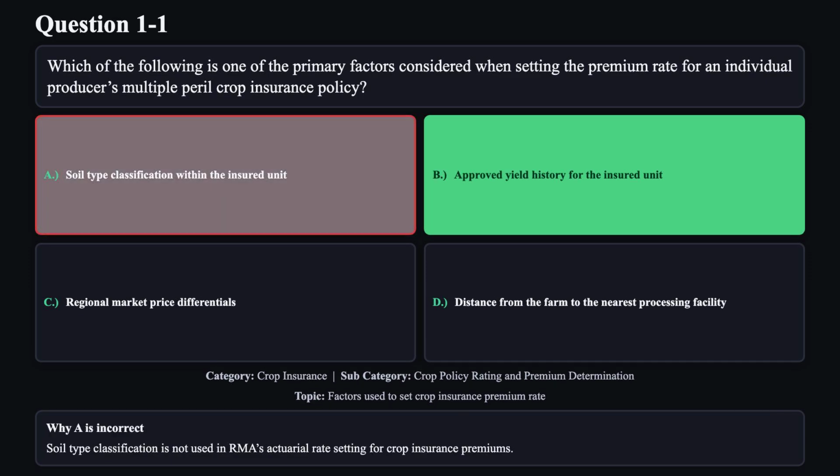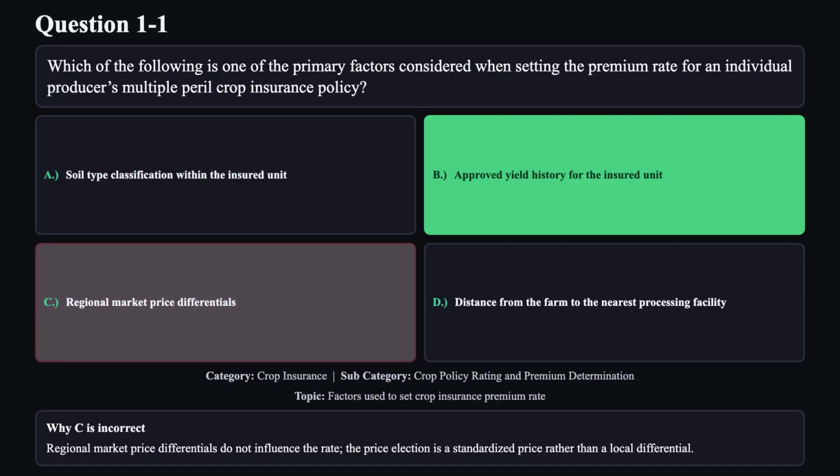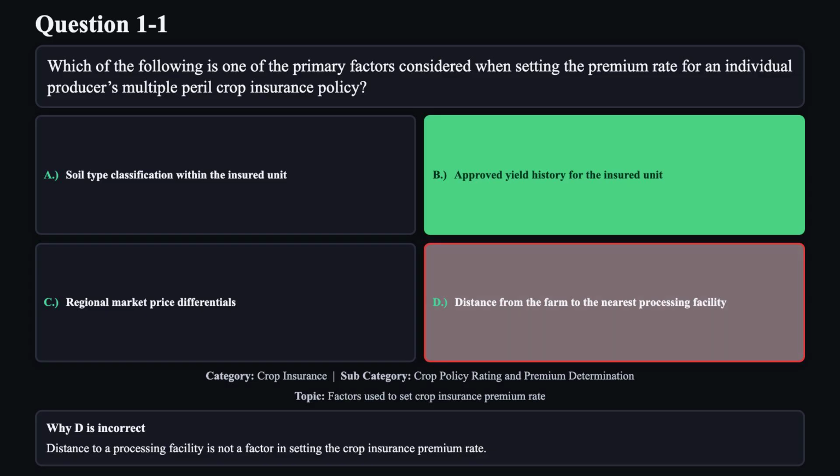Reason A is not correct. Soil type classification is not used in RMA's actuarial rate setting for crop insurance premiums. Reason C is not correct. Regional market price differentials do not influence the rate. The price selection is a standardized price rather than a local differential. Reason D is not correct. Distance to a processing facility is not a factor in setting the crop insurance premium rate.